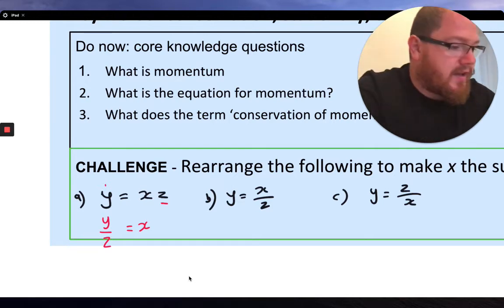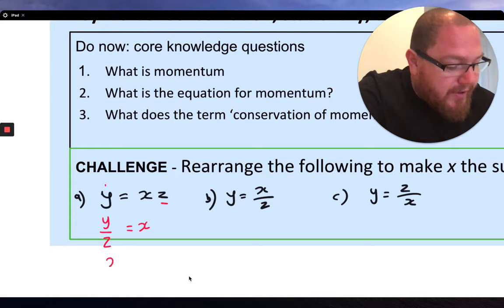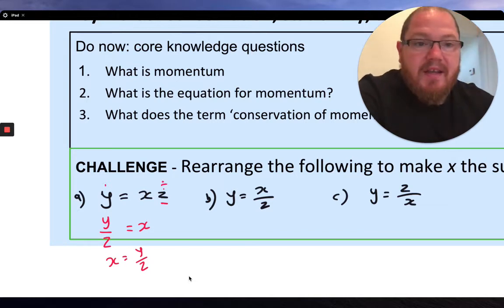Sorry, I was just checking. Yeah, so y over z equals x, or you could rearrange that, x equals y over z. So that's all I've done. I've divided by z there, and I've divided by z there, and I get z on the other side. So I've got x on its own there.